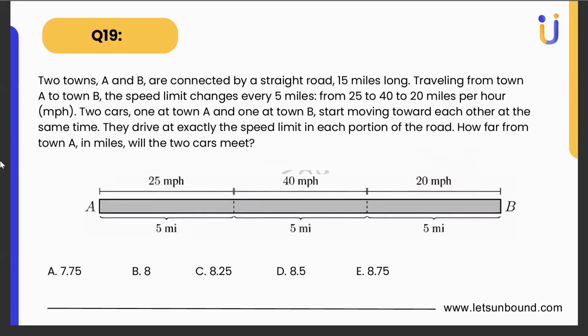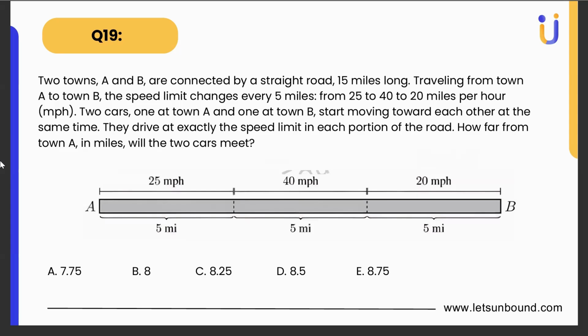Now let's look at the 19th problem. It says two towns A and B are connected by a straight road 15 miles long. Traveling from town A to town B, the speed limit changes every 5 miles from 25 to 40 to 20 miles per hour. Two cars, one at town A and one at town B, start moving towards each other at the same time. They drive at exactly the speed limit in each portion of the road. How far from town A in miles will the two cars meet?